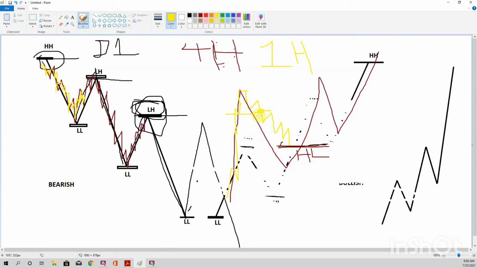So on the 1 hour, structure is being broken, but on the 4 hour, structure is still being maintained. So a break of structure on the 4 hour is only a corrective move on the daily. Build that logic when you're looking for trades. It's going to help you out a lot, right?